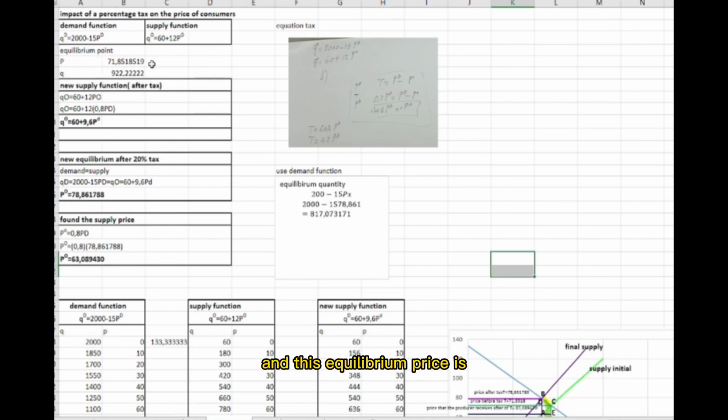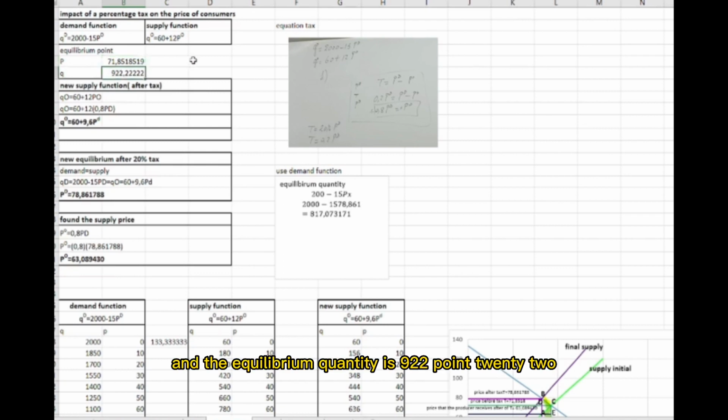The equilibrium price is 71.8518, and the equilibrium quantity is 922.2222. And now the government imposes a 20% tax, that is, tax equal to demand price minus supply price, like that.